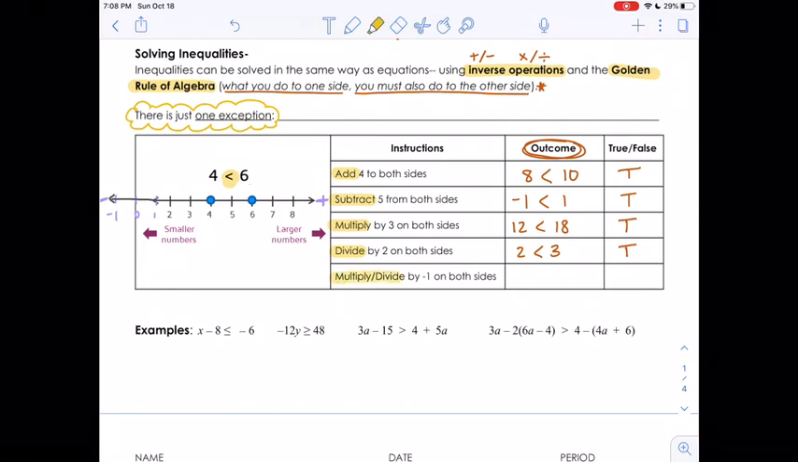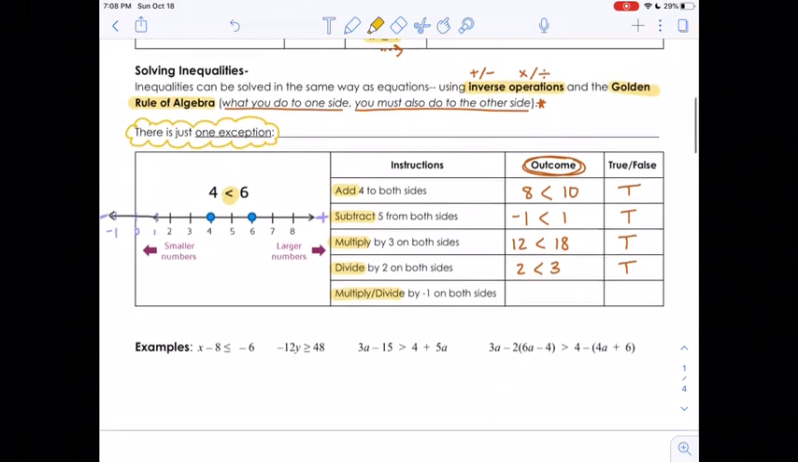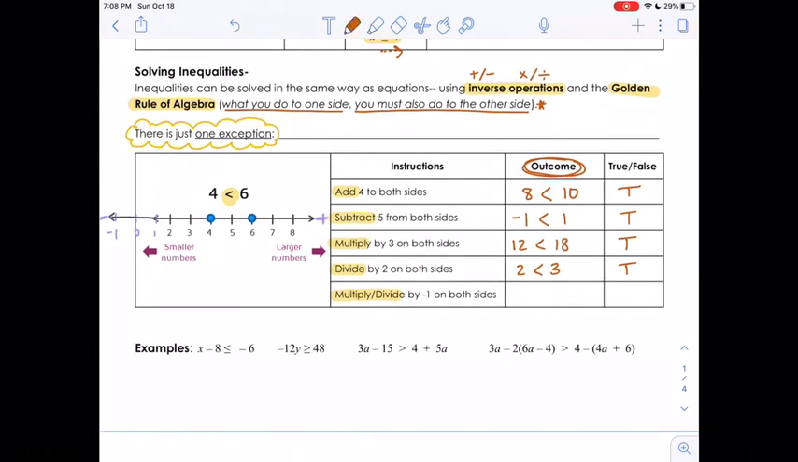We're going to multiply or divide by -1 on both sides. So multiplying and dividing by -1, they mean the same thing. So I'll multiply by -1. So -1 times 4 is -4, and put less than, and 6 times -1 is -6. And I'll show you the exact same thing happens if we divide. It means the same thing. I could divide both sides by -1. So 4 divided by -1 is -4. 6 divided by -1 is -6. So it doesn't really matter if we multiply or divide.